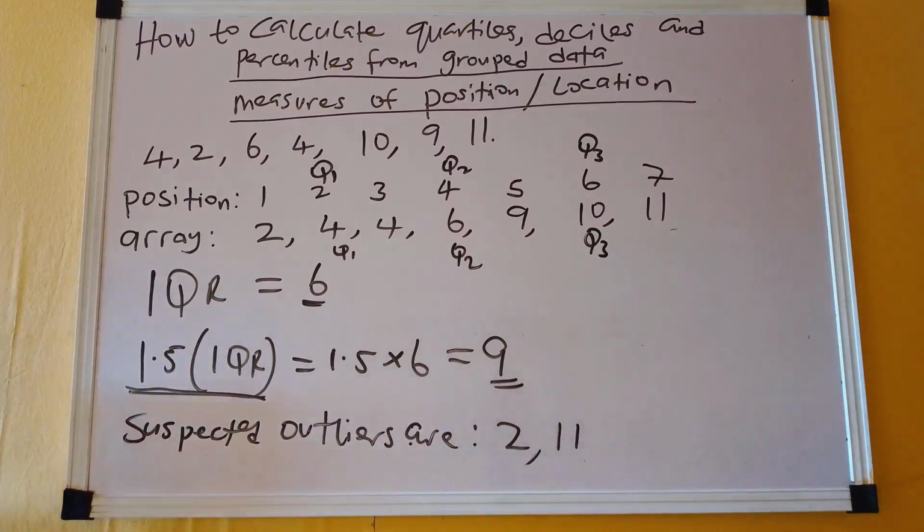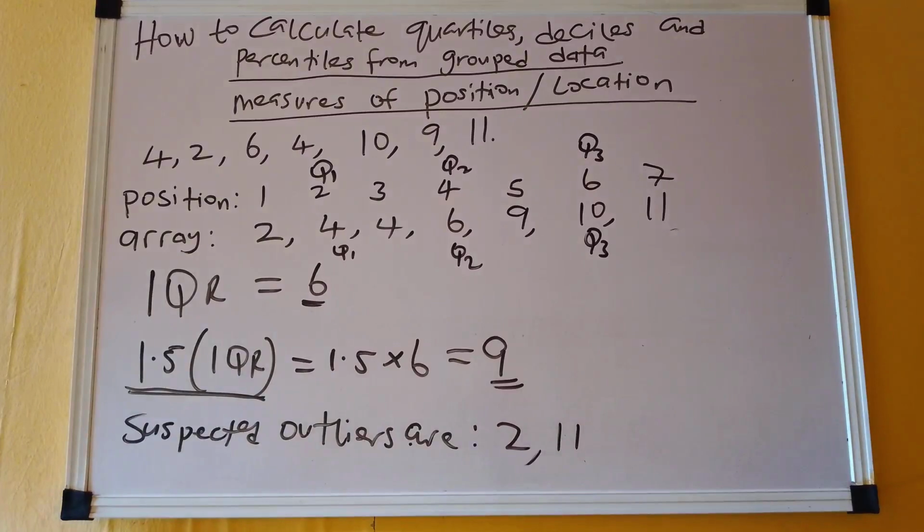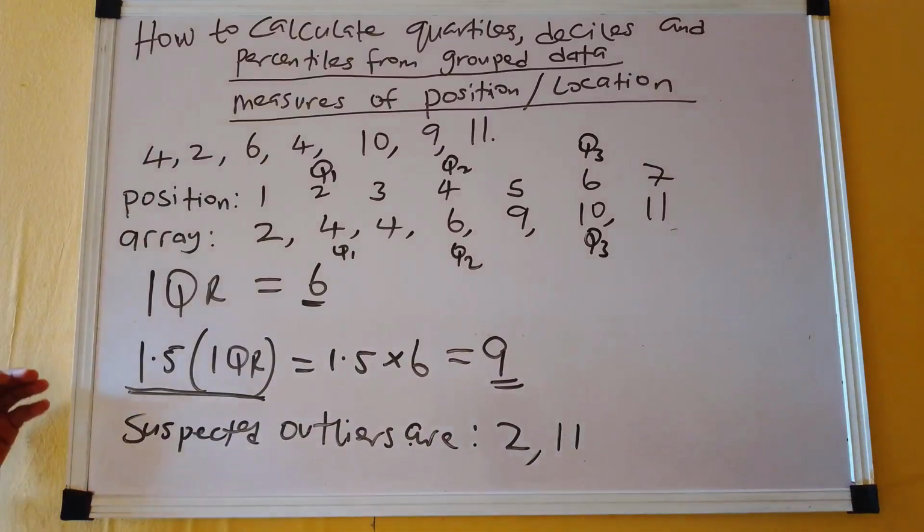So this is how we calculate the quartiles for ungrouped data. Now this takes us to deciles.